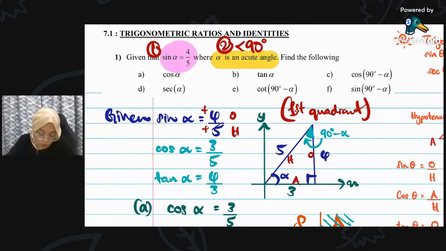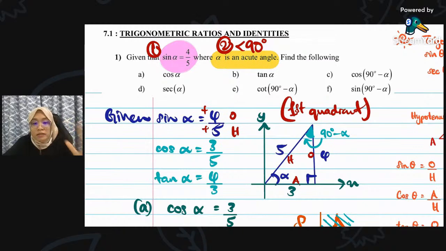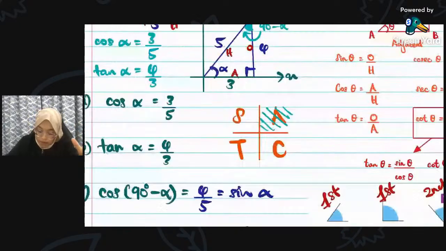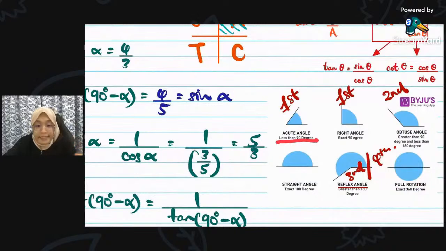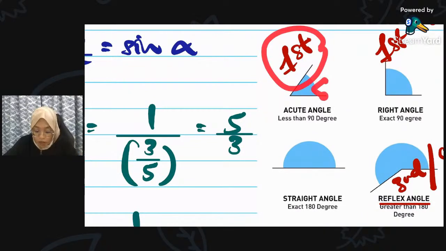First info is where you are given a value for sine alpha. So it will help you guys untuk lukis dalam quadrant. But the thing is, which quadrant? Is it first quadrant, second quadrant, third quadrant, or fourth quadrant? So you do not know unless you have this second information, which is acute angle. So acute angle adalah less than 90 degrees. This is the meaning of acute angle. Acute angle will always be in the first quadrant disebabkan dia kurang daripada 90 degrees.